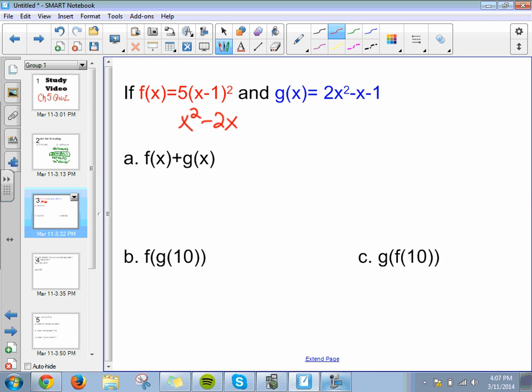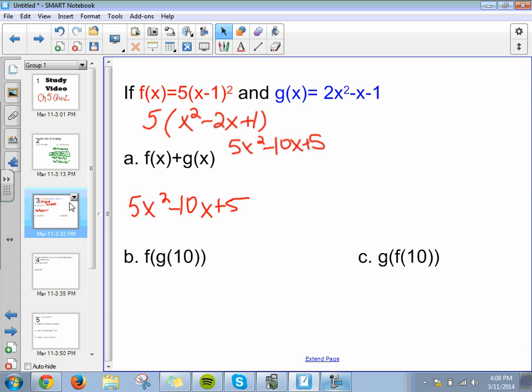Then it would be minus 2x plus 1. And then we take and multiply all of that by 5. So what we really have then is 5x squared minus 10x plus 5. So for our f of x function, we'll write that 5x squared minus 10x plus 5. And then we want to take and add to that my g of x function.